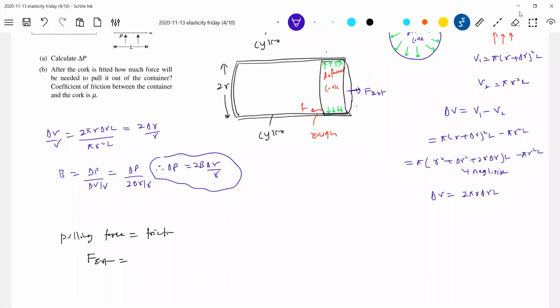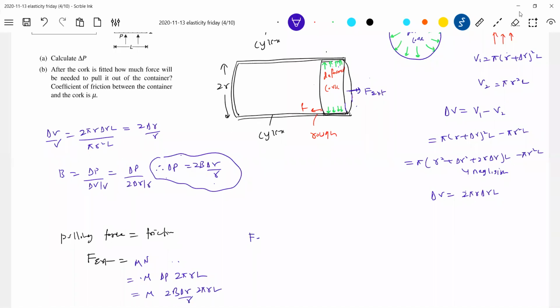I'll directly write mu into that normal contact, mu into N. So what is that N? N will be delta P, the stress, into the area. What is the area? 2 pi r into L. Delta P we know is 2B delta R by R, times 2 pi RL.